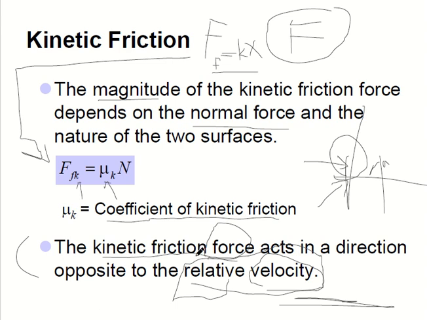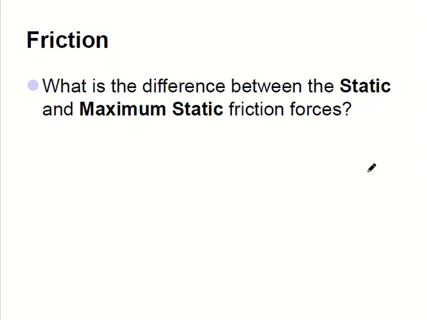So the kinetic friction force is going to act in a direction opposite to the relative velocity, which is telling you that the kinetic friction is going to act opposite to the motion direction. Every time you see a velocity, you know that something is moving with that velocity because there is a force behind it, and that force is opposite to your kinetic friction. That's all it is talking about.